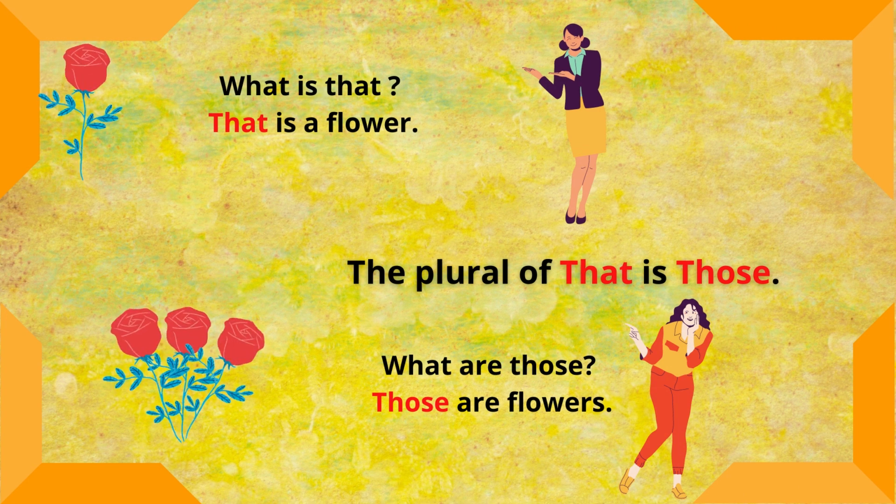What is that? That is a flower. The plural of that is those. T-H-O-S-E, those. What are those? Those are flowers. One more time. What is that? That is a flower. What are those? Those are flowers.